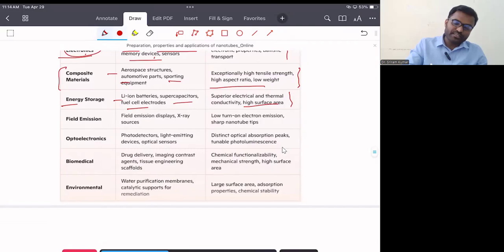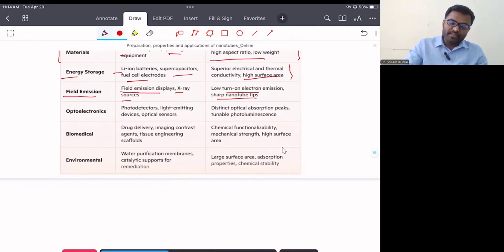For example, in field emission, we have field emission displays and maybe X-ray sources, low voltage X-ray sources. Here we are going to use properties such as low turn-on electron emission and sharp nanoscale tips. The next one is optoelectronics applications, where we can use CNT as a photodetector, in light emitting devices, or as an optical sensor. Here we use the photoluminescence properties of the CNT.